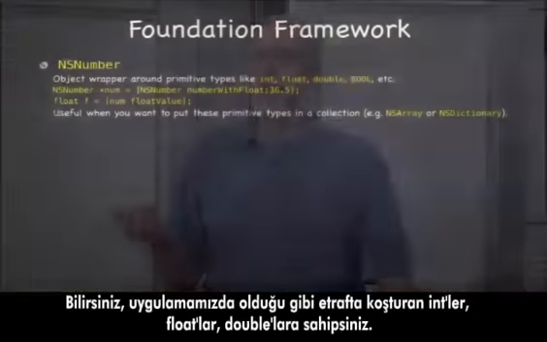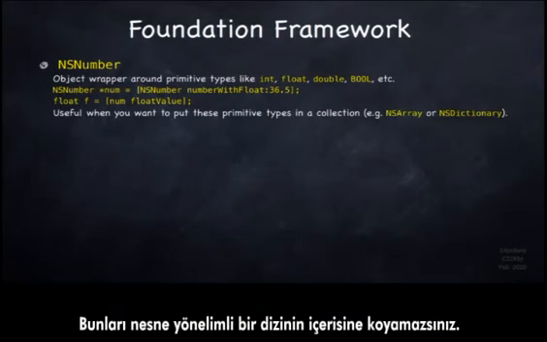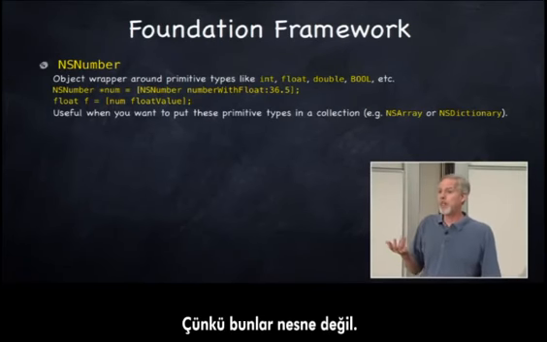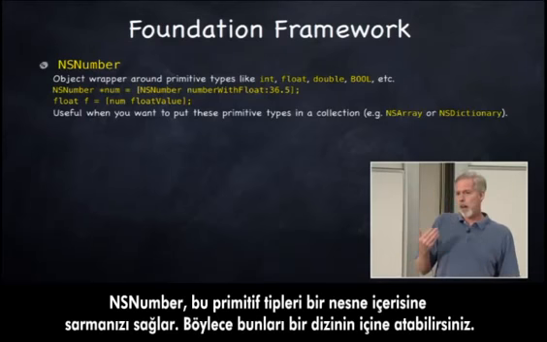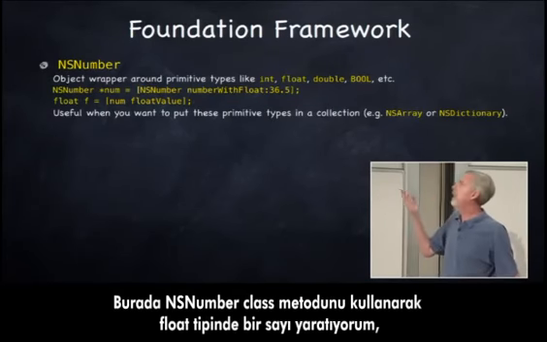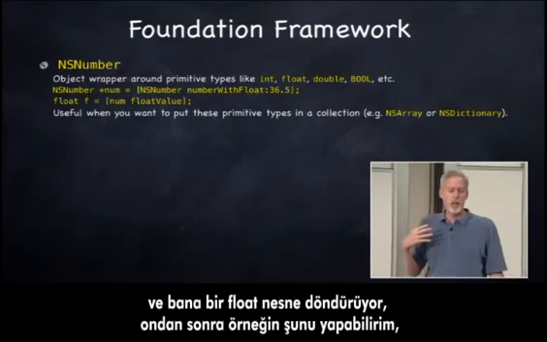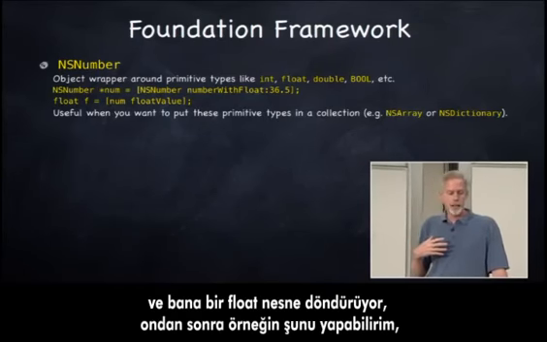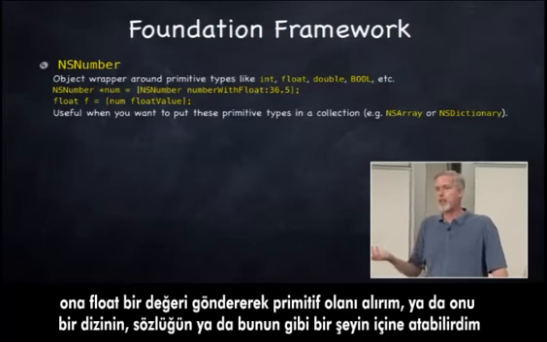You've got these ints and doubles and floats running around like we have in our application. You can't put them in an object-oriented array, okay? Because they're not objects. They're primitive types. They're C types. So NSNumber is a class that allows you to wrap these primitive types in an object so you can put them in an array, right? Like here I'm creating a number by using the NSNumber class method numberWithFloat, and it's returning me a float object. And then I can, for example, get the primitive back by sending it floatValue, or I could put it in an array or a dictionary or something like that.